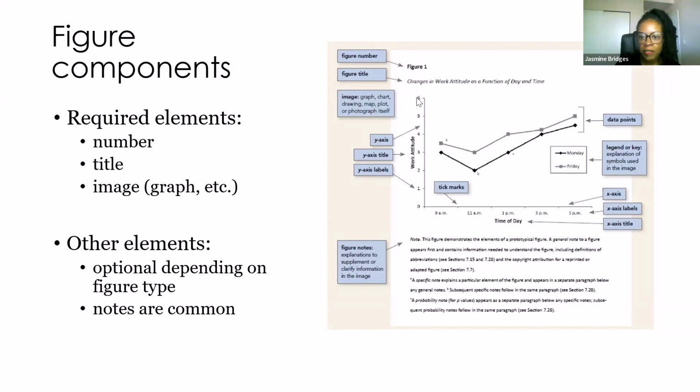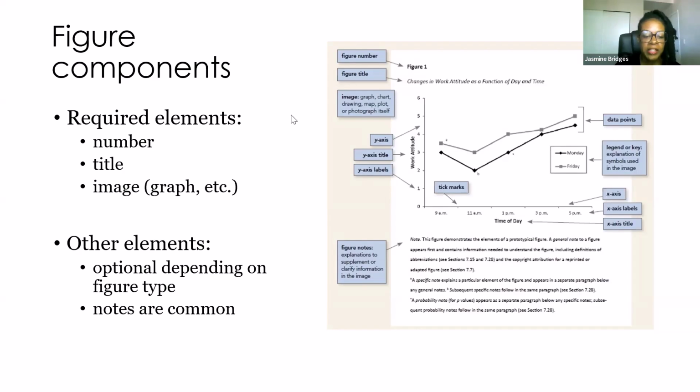And then we also have the title here, Changes in Work Attitude as a Function of Day and Time. So that tells us what we're supposed to find, or what's going to be in the figure, so we don't have to guess. And then this might seem obvious, but we have the image itself. For this, you want to make sure that whatever figure you choose is the best one to represent the information that you're going to have in your text. That's not guidance that we're going to give you. That's something that you'll decide as you're writing your paper.